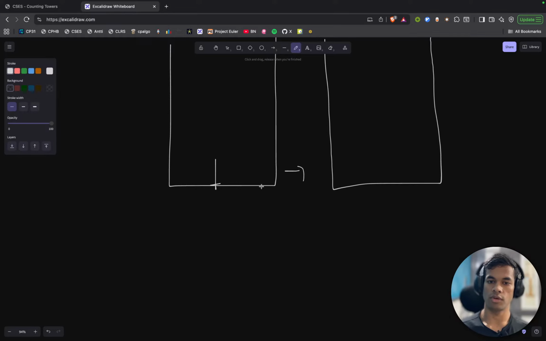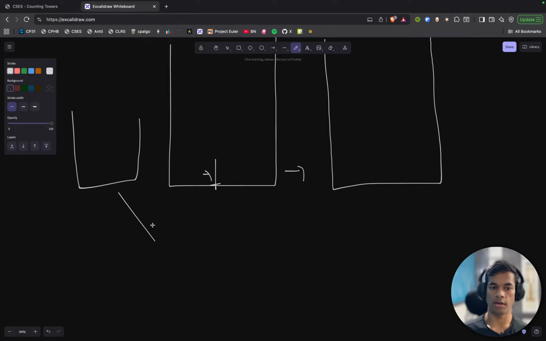One choice is just to put this line here, and another would be to not put a line for the nth row.